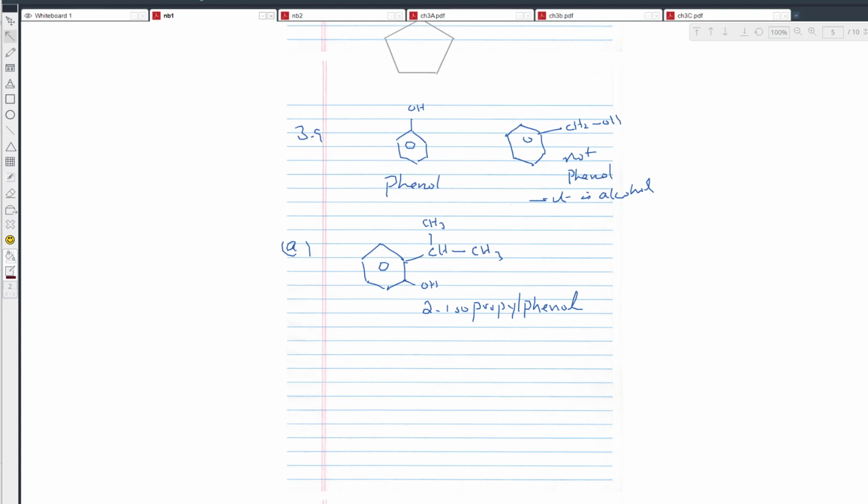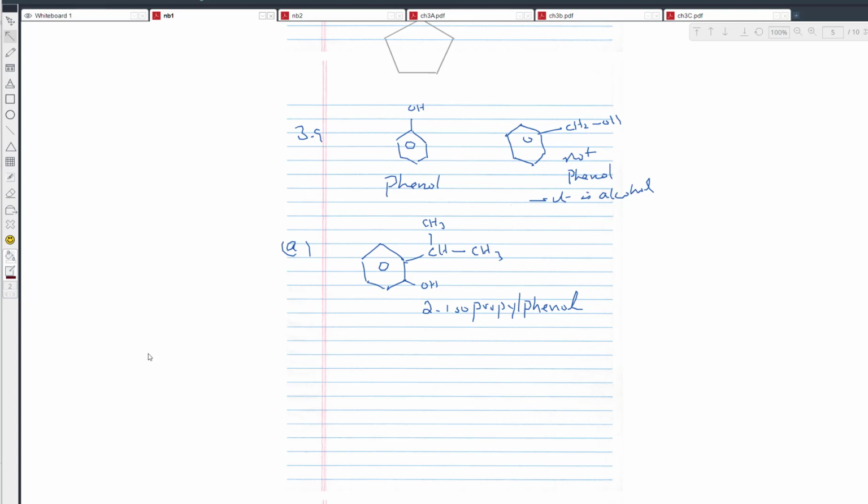Okay, now look here in this B. So B we have it looks like phenol, and then it'd be 2,3-dimethyl phenol. You're right. 2,3 dash. You're right. Okay. What next question?